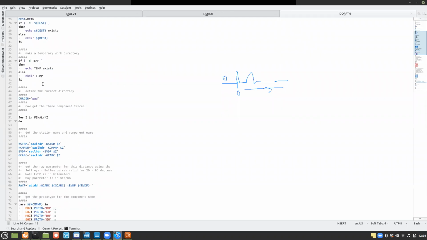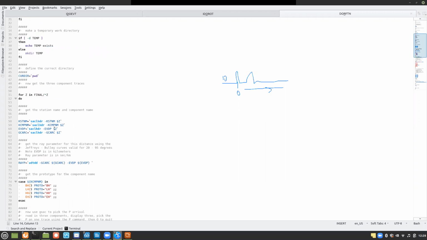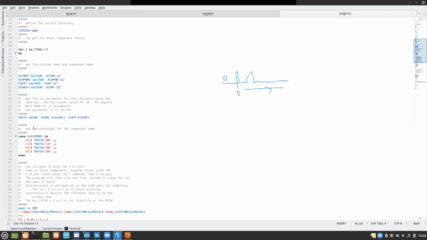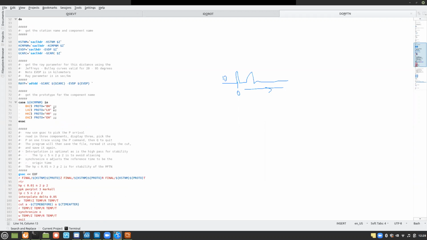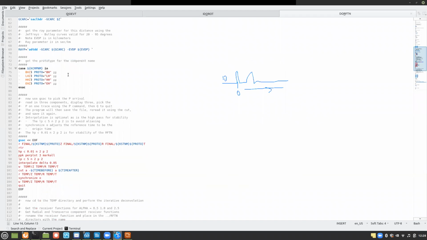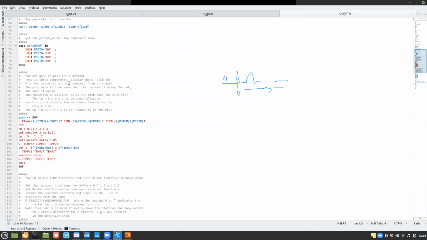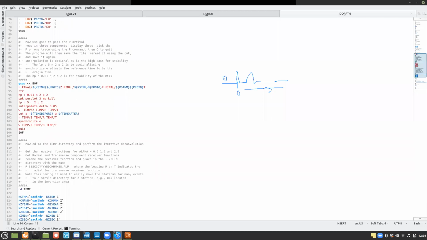Then, current directory, final Z. This is a case for the prototype component name. Because there are different component names, BH, HH, and EZ, depending on which component name you have. I think so. It's kind of, you don't get any runtime errors.